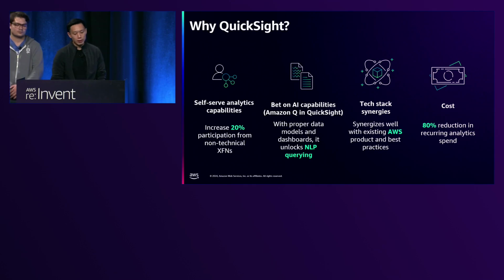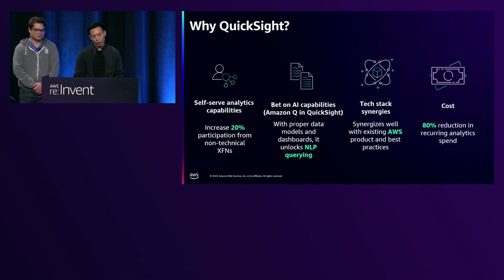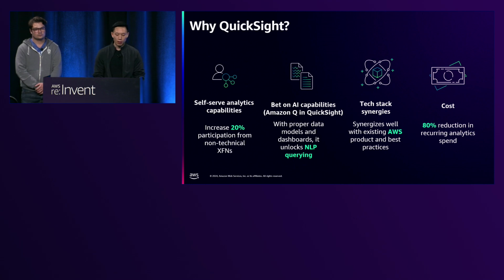In addition to this challenge that we are tackling, we also picked QuickSight for the following four reasons. The first is self-serve analytics capabilities. We just had a half-hour session talking about all these features that allow users to build reports or get insights out of reports. And what we've seen is an increase of 20% participation from non-technical XFNs, non-technical meaning they don't really use SQL and they're mostly operators at Opendoor.